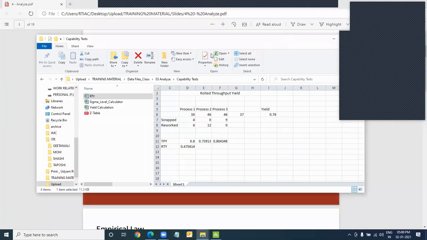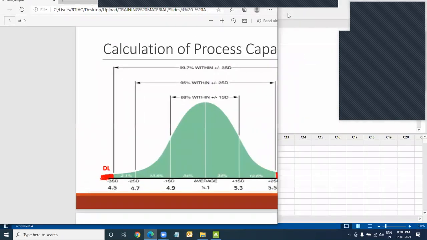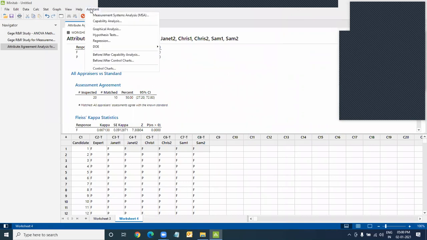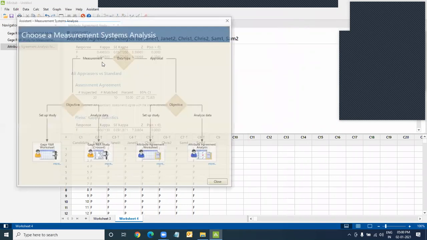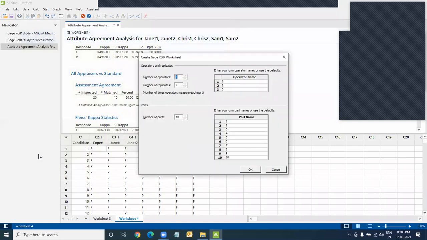When we talked about triple A, or for that matter gauge R&R, you can use this method. Let's have a look at it. Assistant, measurement system analysis. We talked about using the gauge R&R option, and I can use it to create the sample file. You can print that out and give it to your team for doing this gauge R&R test. So click on gauge R&R.